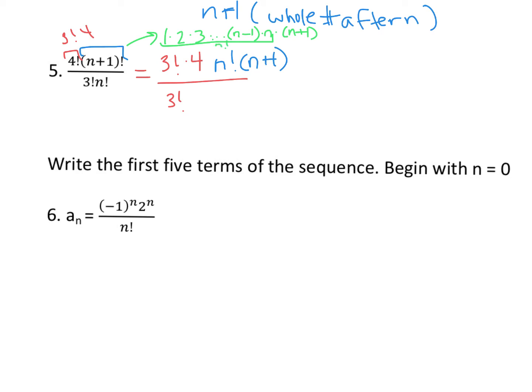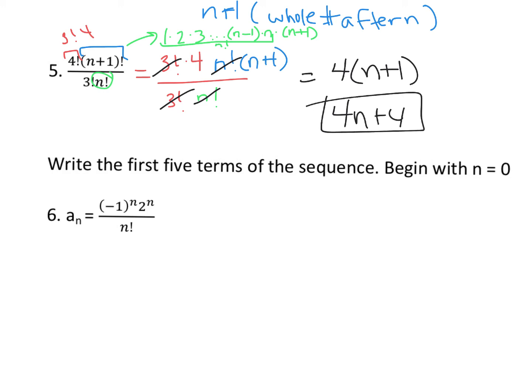Okay, so the bottom of my fraction, I do still have n factorial. So that's already given to me. I can cancel out my n factorials. I can cancel out my 3 factorials. My final answer is going to be 4 times n plus 1. You can either write it like this, or you can write it as 4n plus 4. Both answers are completely acceptable.